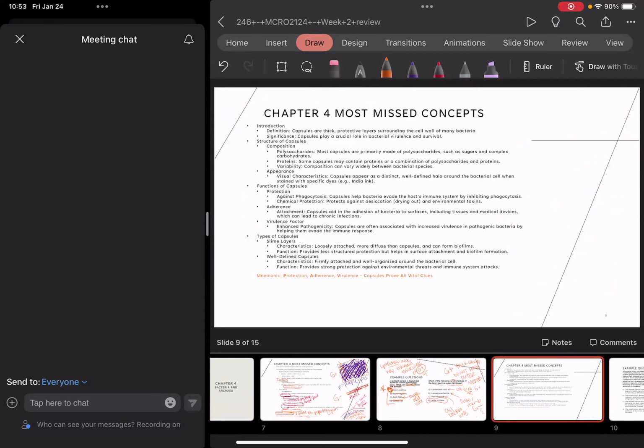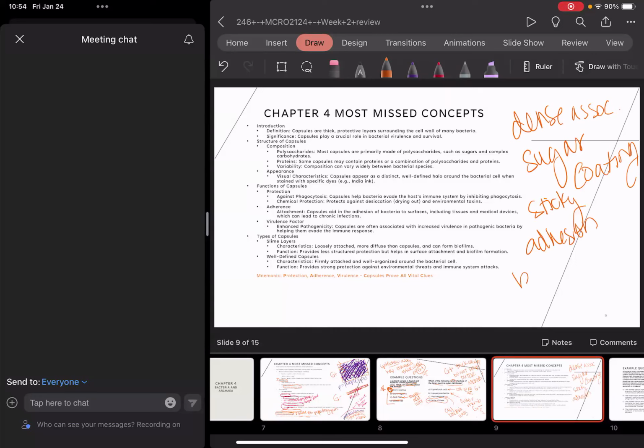This is going to be discussing capsules. Looks like, yes, this is capsules. Capsules are a densely associated protective layer surrounding bacterial cells. So it's densely associated. It's made mostly of sugars. It's sticky. It's for adhesion. It's for creating biofilms. And it's helpful for evading phagocytosis.